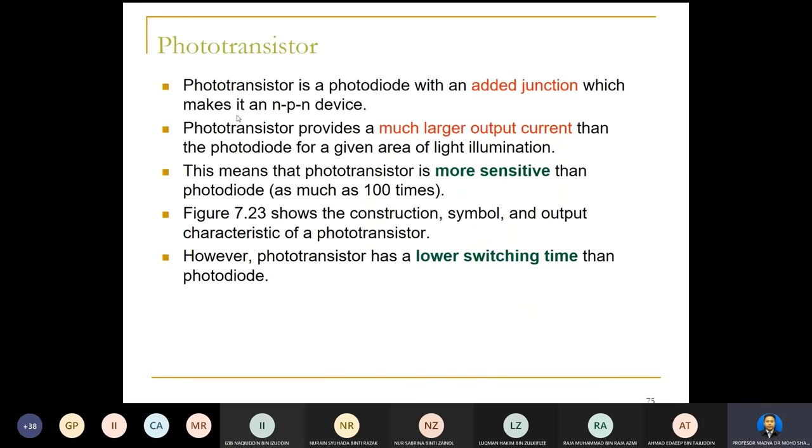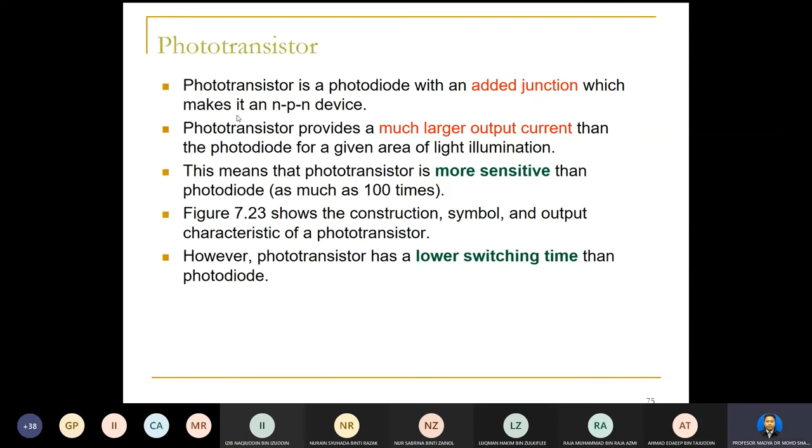Then next we go for the phototransistor. Okay, a phototransistor is a photodiode with an added junction, which makes it a PNP device. A phototransistor provides a much larger output current than the photodiode for a given area of light illumination. So this means that the phototransistor is more sensitive than the photodiode, as much as 100 times. The next figure shows the construction, symbol and output characteristic of the phototransistor. However, the phototransistor has a lower switching time than the photodiode.